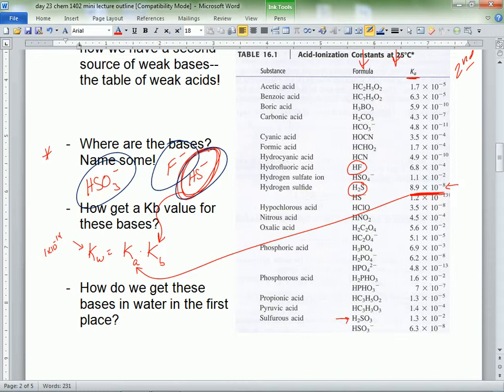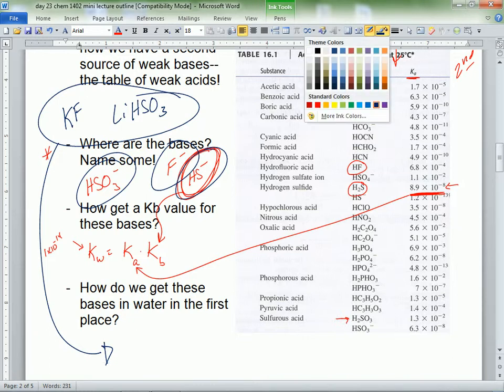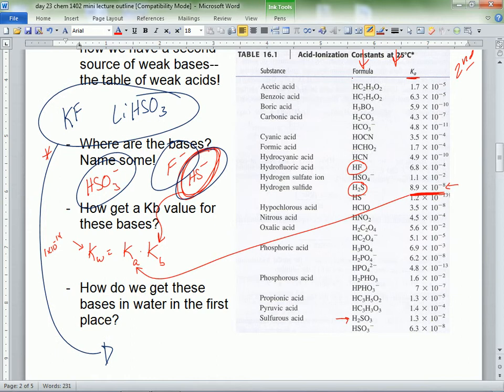So you're going to see this all the time. Pick one. I don't know. Potassium. KF. That's how you're going to get it in solution. LiHSO3. That's how you're going to get these in solution. You're going to be putting it with a cation, an alkaline earth metal. Okay? And to this day, these alkaline earth metals, they never do anything.